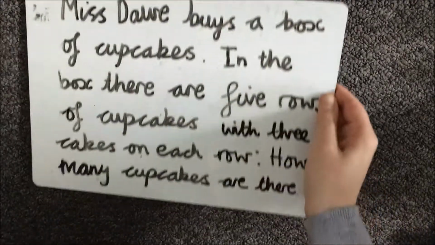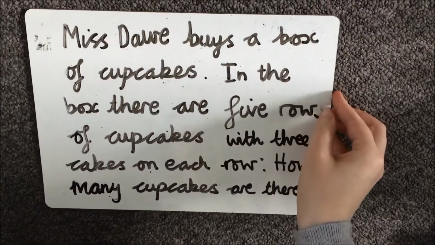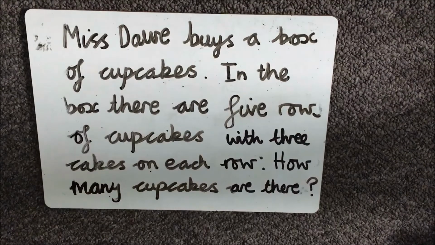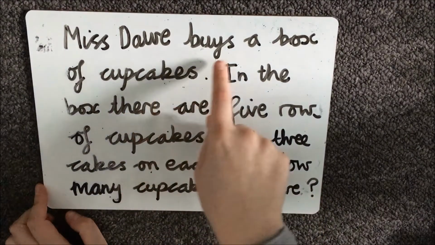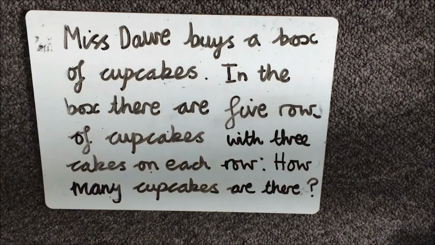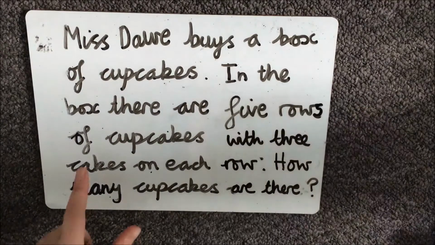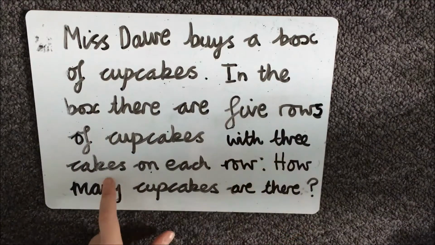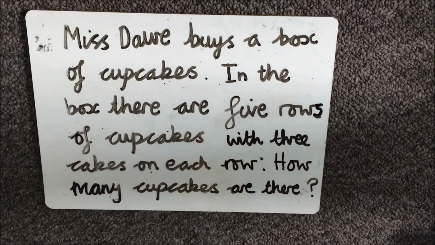Okay, ready for our next word problem? Are you ready? So it says, whilst I'm getting everything ready, pause the video and have a read through. Have you read it? Are you ready? Let's have a go together. It says, Miss Dawe buys a box of cupcakes. In the box there are 5 rows of cupcakes with 3 cakes on each row. How many cupcakes are there?